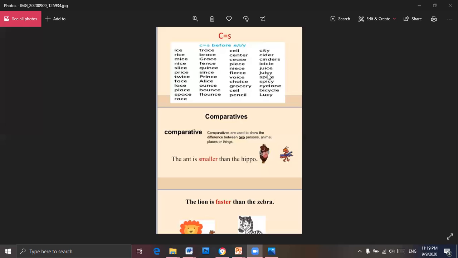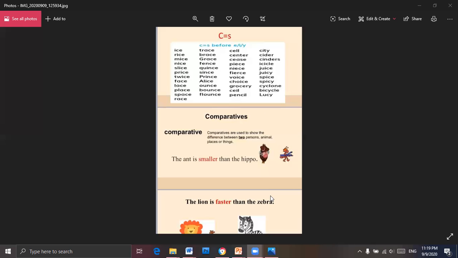It's so easy. The second part in our lesson today is about comparative. What is the meaning of comparative? This part is the grammar part. Comparative is when we say the difference between two persons, two animals, two places or things. So this is called comparative.